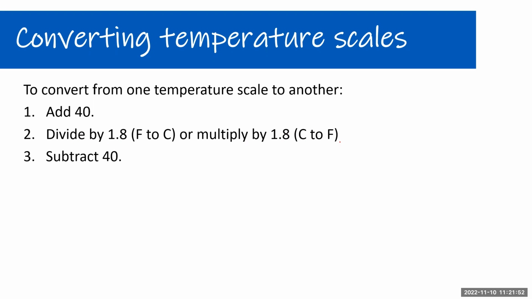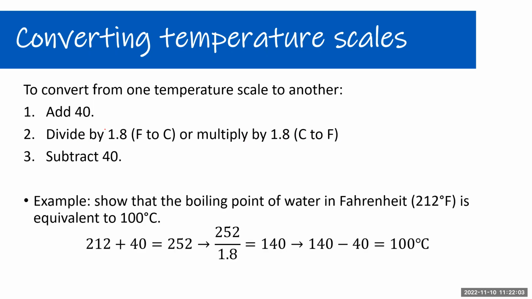So the only thing that differs, depending which way you're going, Fahrenheit to Celsius or vice versa, is whether you divide or multiply. Everything else is the same. Let's look at an example. So we've already talked about how the boiling point of water in Fahrenheit is 212, and that we know that in Celsius it's 100. So let's show that conversion.